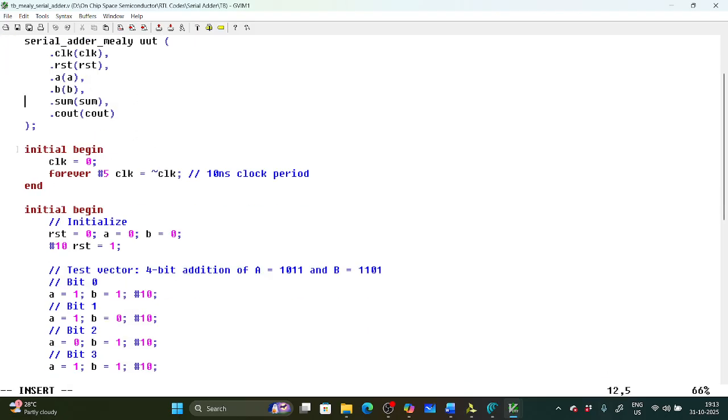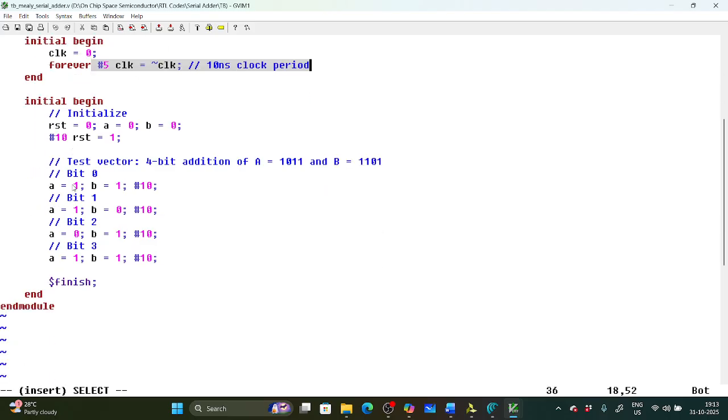Next, I need to generate the clock. Initial clock equal to 0, forever #5 clock equal to not of clock. I'm generating the clock with how many nanoseconds? 10 nanoseconds. End of initial.